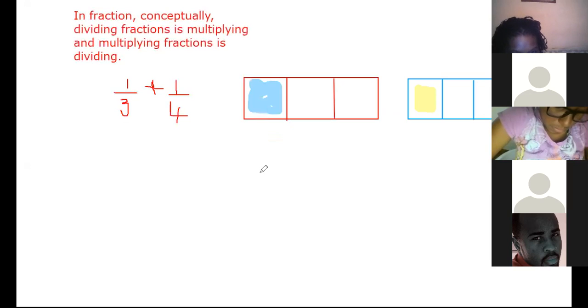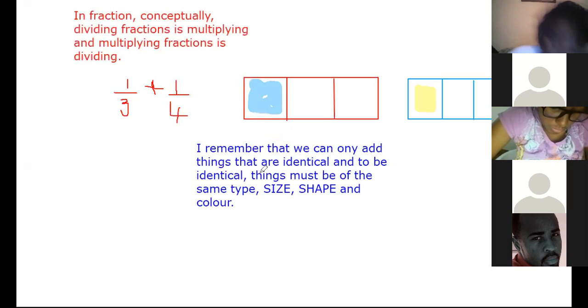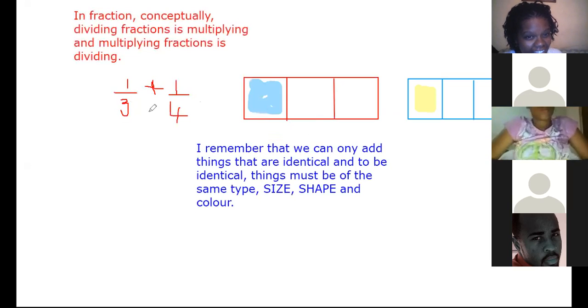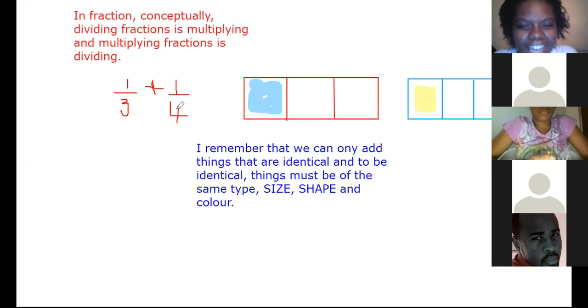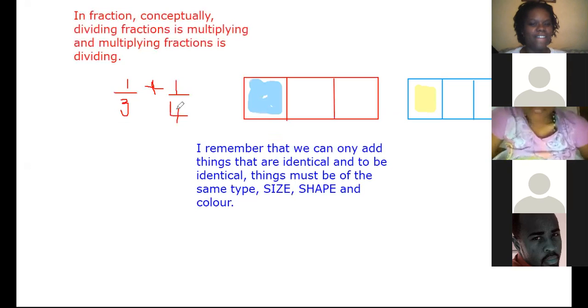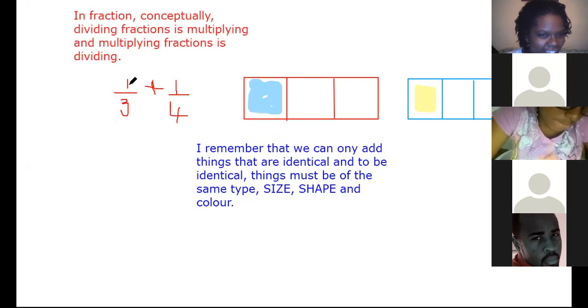No. Anybody? That's the way you're thinking. We're just reasoning. All right, first, are they identical? I remember that we can only add things that are identical, and to be identical, things must be of the same type, size, shape, and color. Are they identical? Don't think about the shapes here. This 1 over 3 plus 1 over 4, are they identical? They are identical.